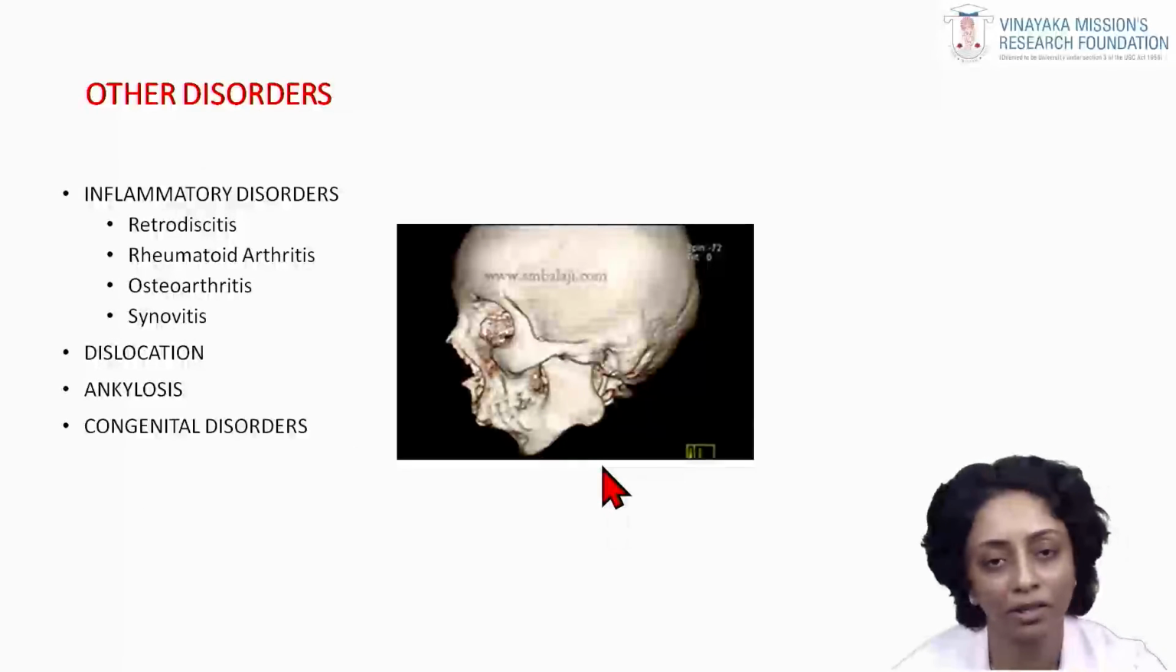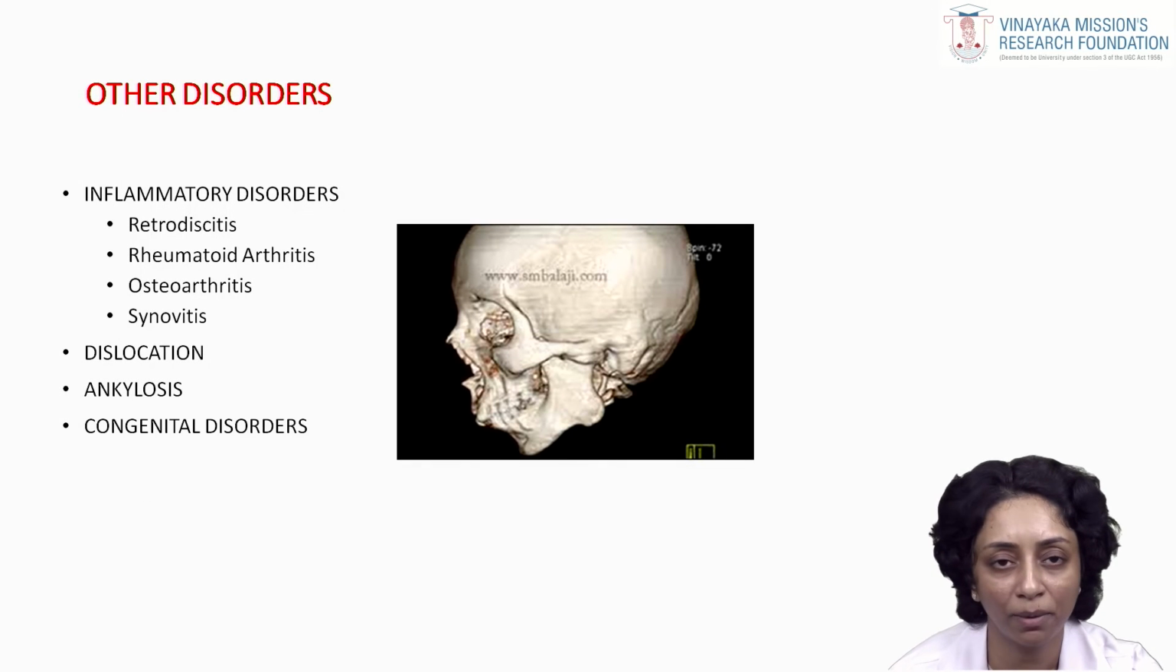The third category of classification which we read was inflammatory disorders. Under inflammatory disorders there are various disorders, which can be due to rheumatoid arthritis, retrodiscitis, osteoarthritis, or inflammation of the synovial fluid itself.